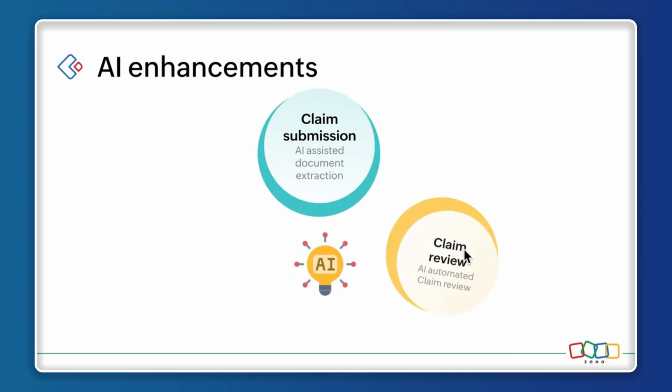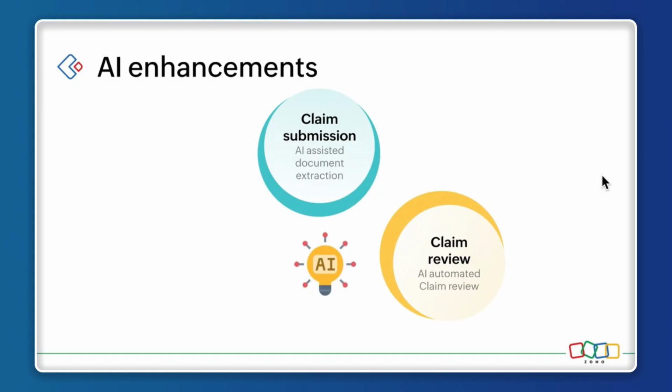The second thing we have automated is claim review. Once the claim is submitted, it goes into verification, right? There will be a first level of verification called policy validation. We have automated the entire policy validation with the help of AI-automated claim review. We have used something called an AI agent in the backend in order to automate this entire first level of review.